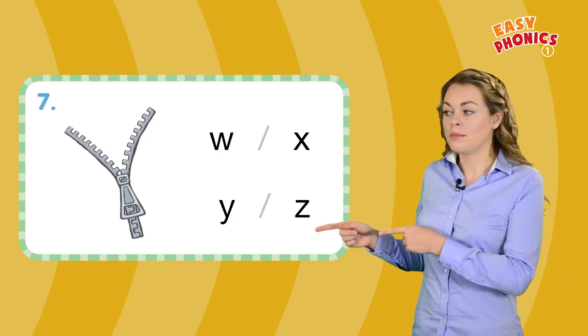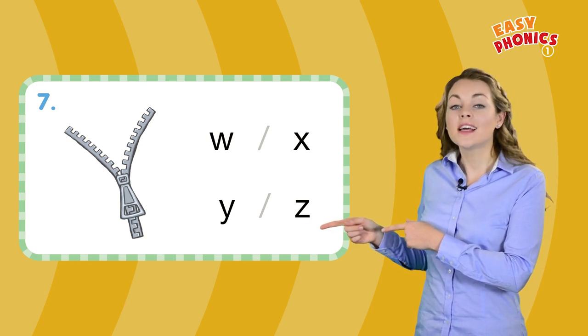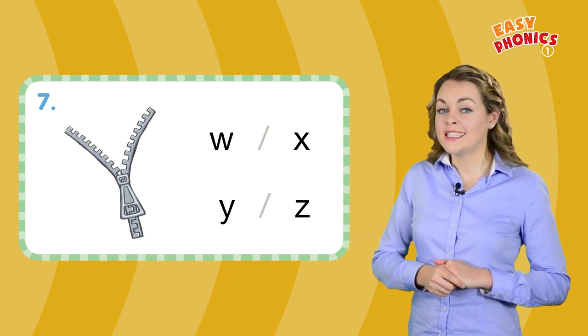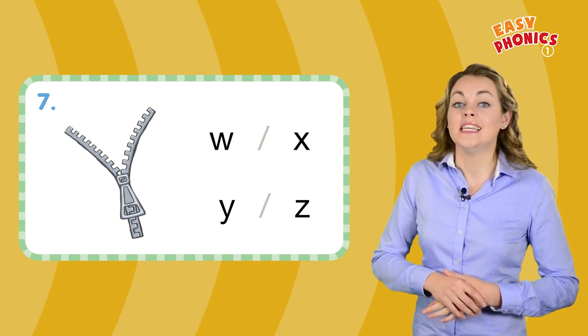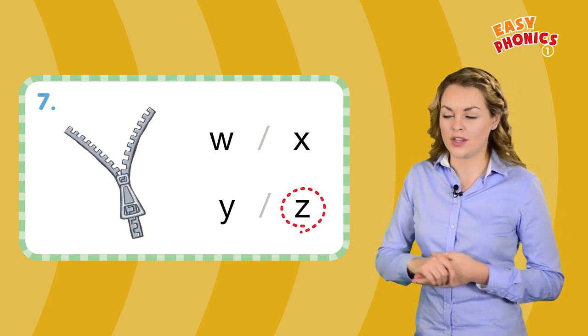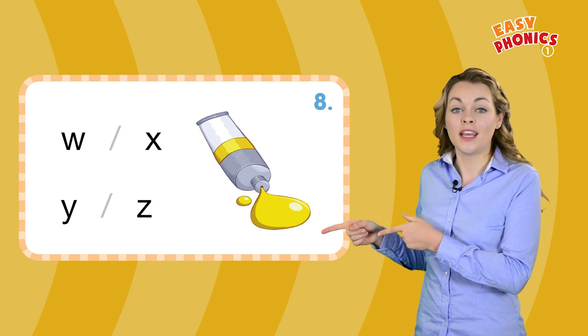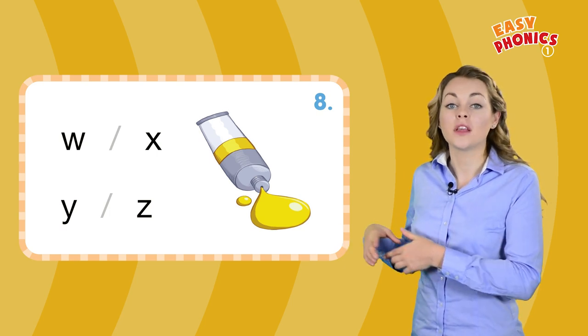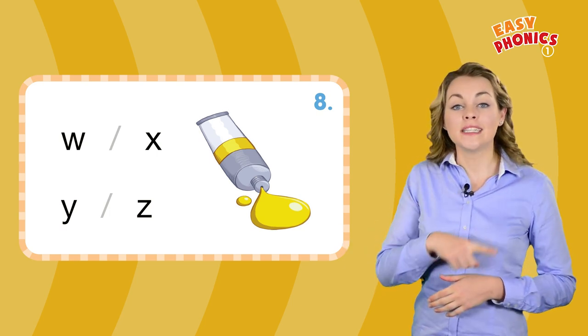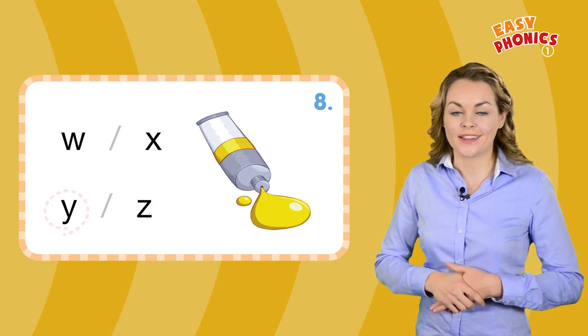Okay, picture number seven. That's a zip. What letter does zip begin with? Z, Z, zip. Very good. Finally, this picture is yellow. Y, yellow. Go ahead and circle letter Y.